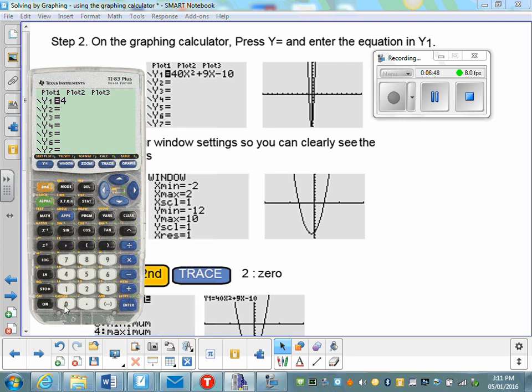So I punch in 40. To get x, I punch the button beside the green button, so 40x. I'm just going to hit the x squared button to square that, and then plus, and then 9x, so 9 and the button beside the green button, and then subtract 10. And subtract is the blue button, so it's going to look like that.